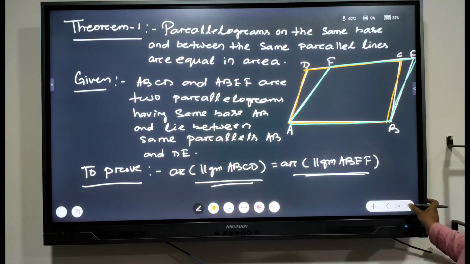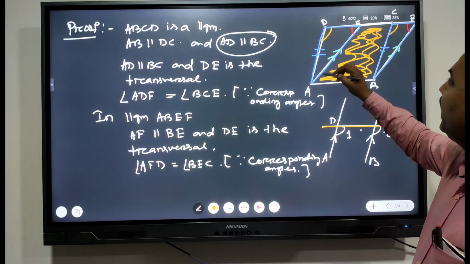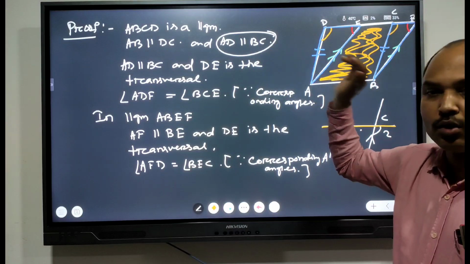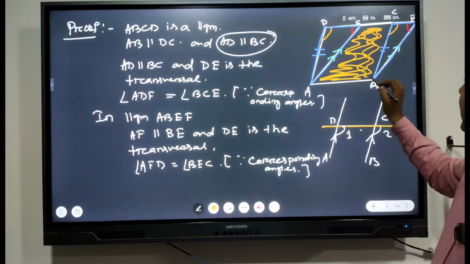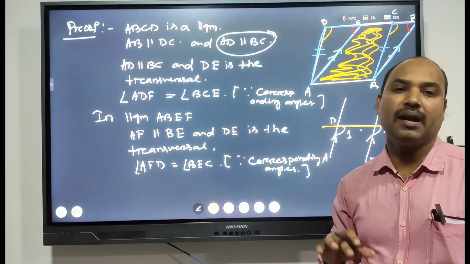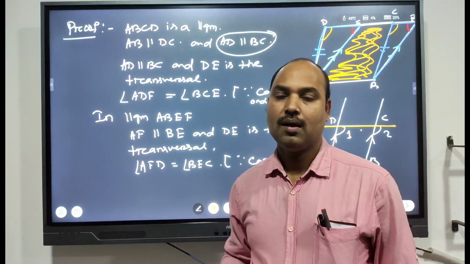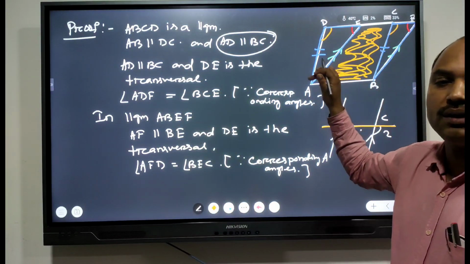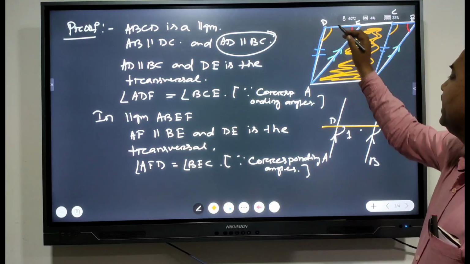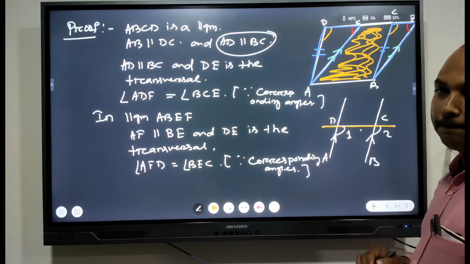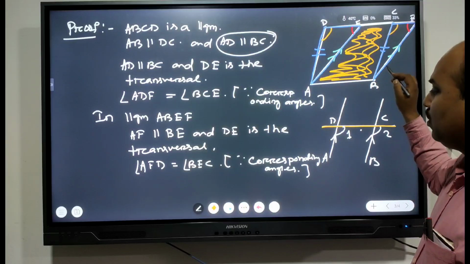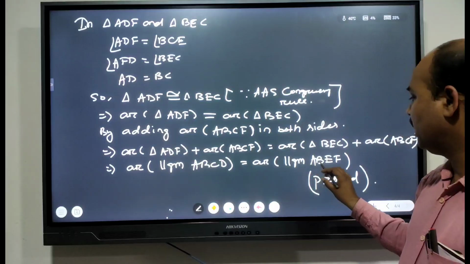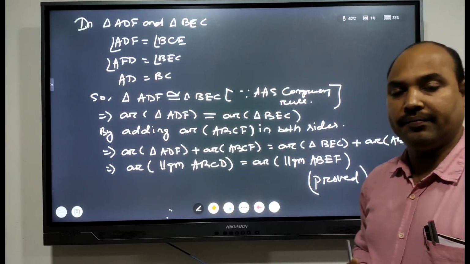For that, what do we prove first? First we prove that triangle ADF and triangle BEC are congruent. After that, we add the ABCF quadrilateral area on both sides. After adding this common part to both the triangles, we get the parallelograms ABCD and ABEF. So we prove that the area of parallelogram ABCD is equal to the area of parallelogram ABEF.